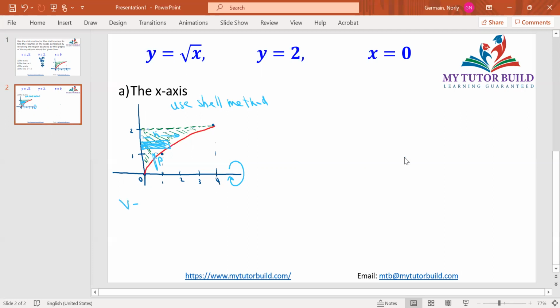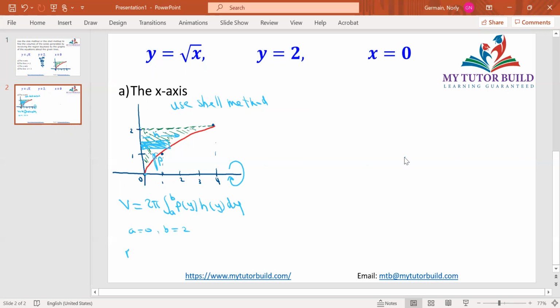Now, what is the volume using the shell method? The volume using the shell method is 2 pi integral from a to b of p of y times h of y dy. Even though it's revolved around the x-axis, the rectangle is parallel to the x-axis, so we're going to integrate with respect to y. Now, what are a and b? We already see it's starting from 0 to 2, so a equals 0 and b equals 2.